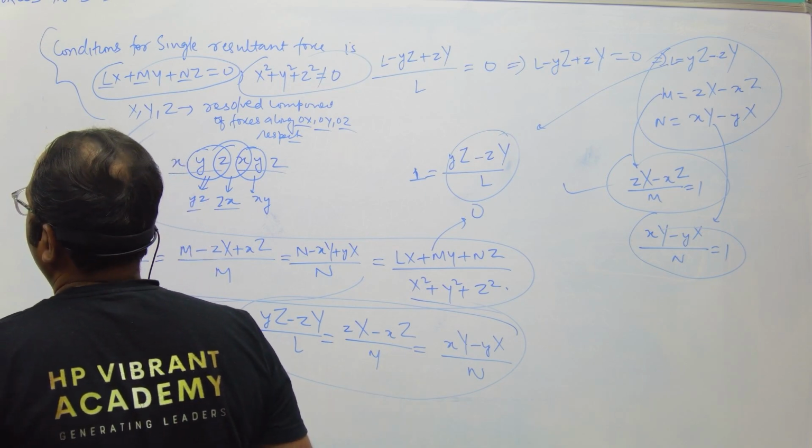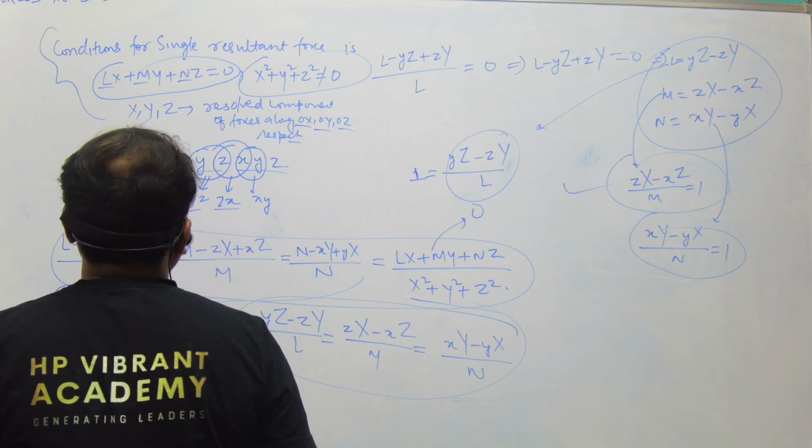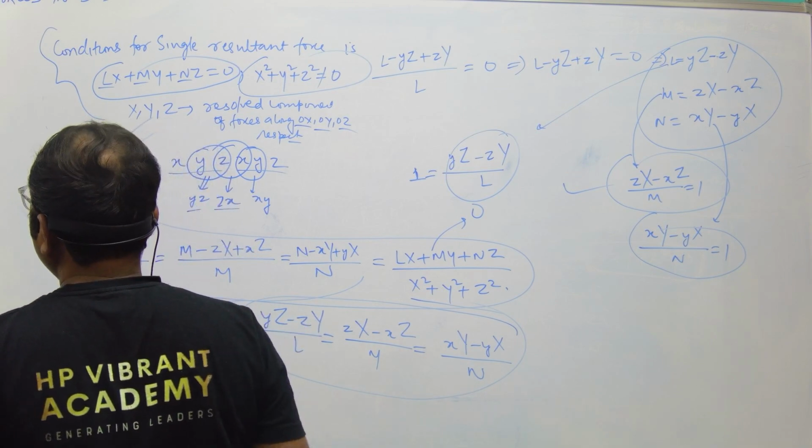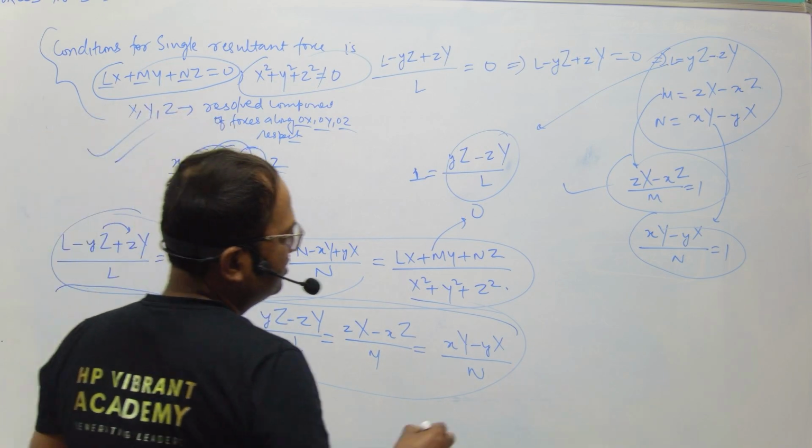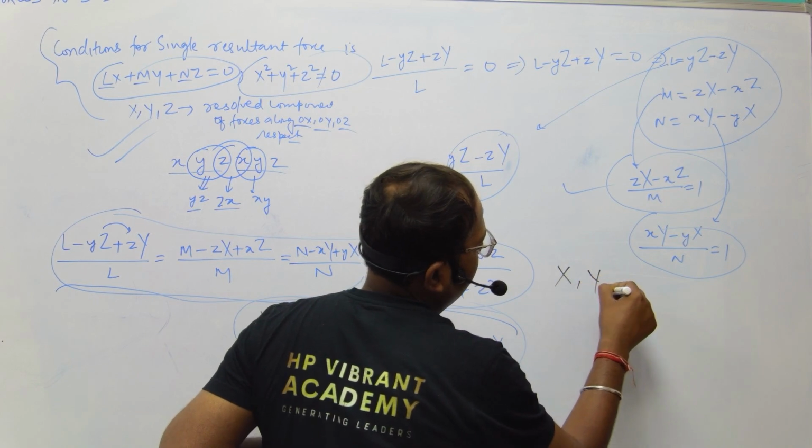Now we have to prove the magnitude of the single force. So the component forces along X, Y and Z are capital X, capital Y and capital Z.